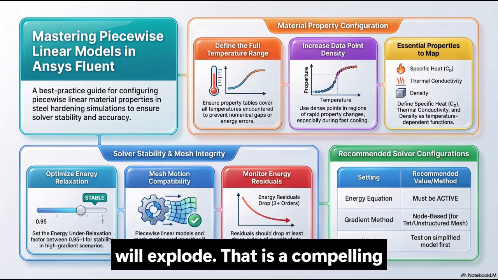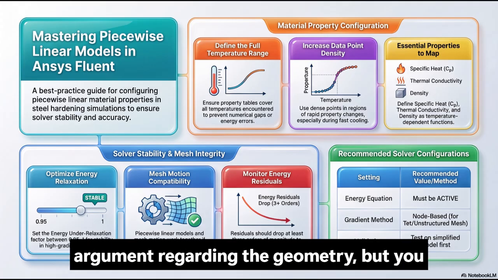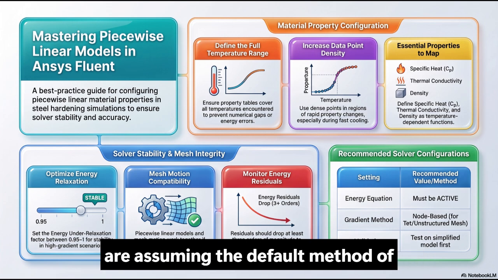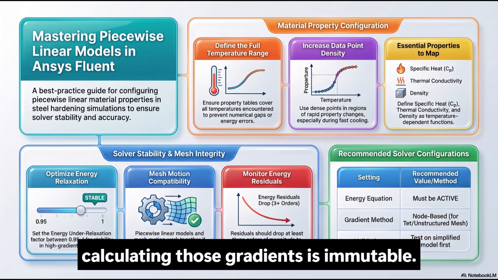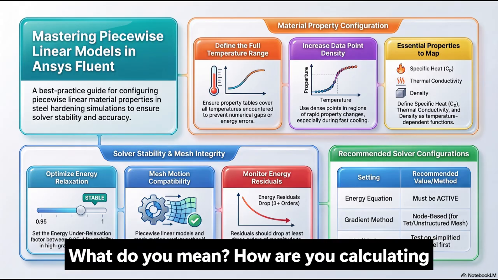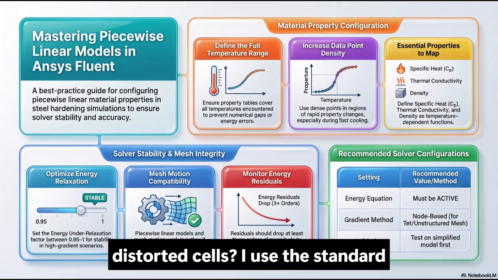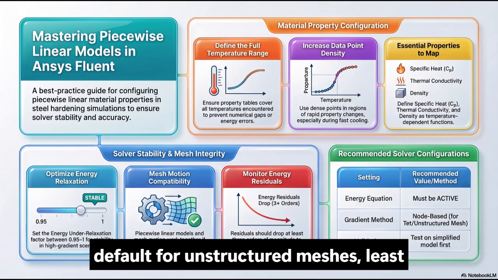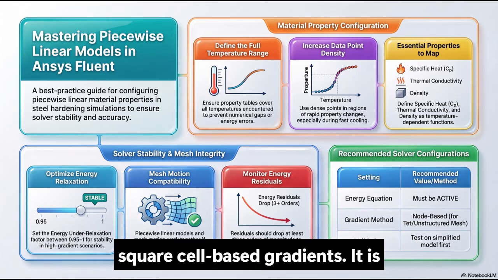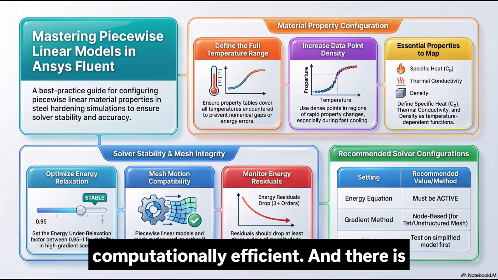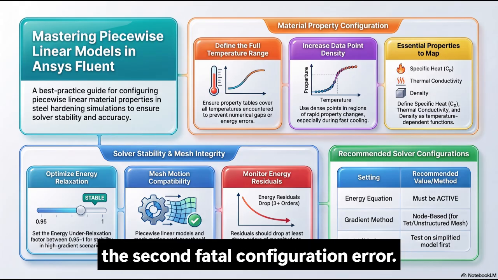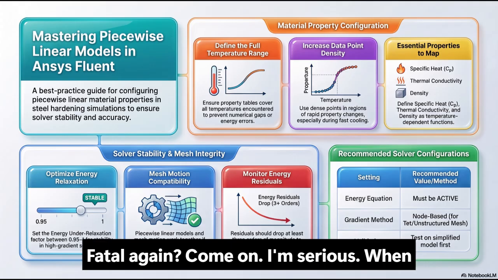The gradients will explode. That is a compelling argument regarding the geometry, but you are assuming the default method of calculating those gradients is immutable. What do you mean? How are you calculating the thermal gradients across those distorted cells? I use the standard default for unstructured meshes, least square cell-based gradients. It is computationally efficient. And there is the second fatal configuration error. Fatal again? Come on. I'm serious.